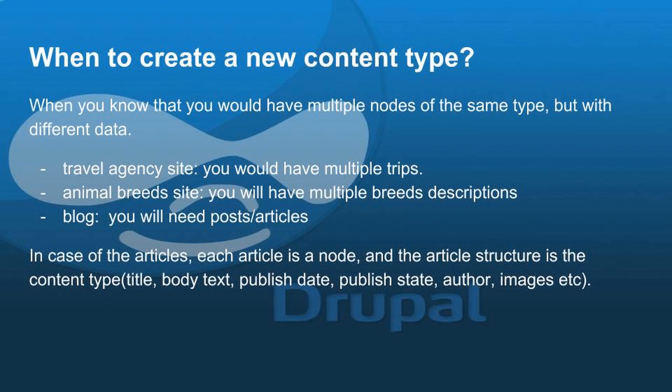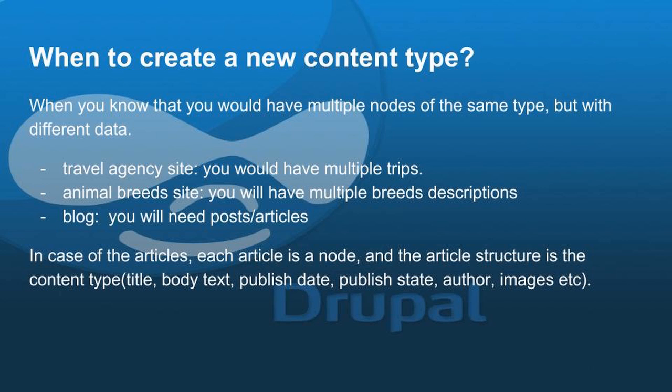When to create a new content type? Well, when you know that you would have multiple nodes of the same type, but with different data. For example, for a travel agency, you would have multiple trips. For an animal breed site, you will have multiple breed descriptions. For a blog, you will need the posts and articles.